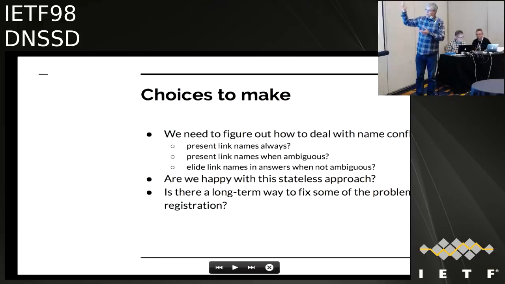This is things HomeNet needs to decide. Are we happy with the stateless approach? How are we going to deal with name conflicts? And is there a long-term way to fix up some of the problems with registration? And this last item is the one that I think is probably the place where Stuart and I disagree a little bit. But we'll see. Next slide.